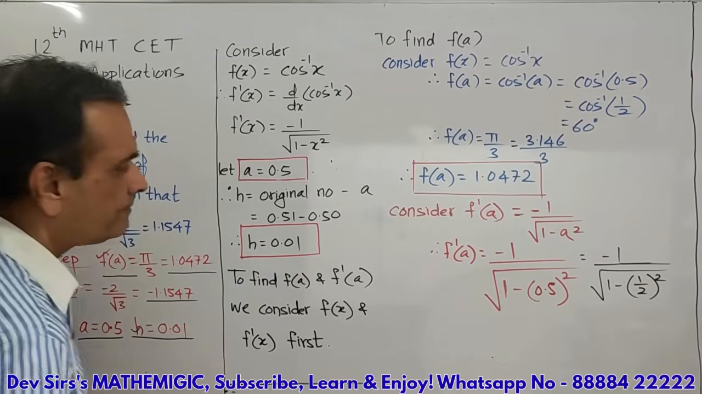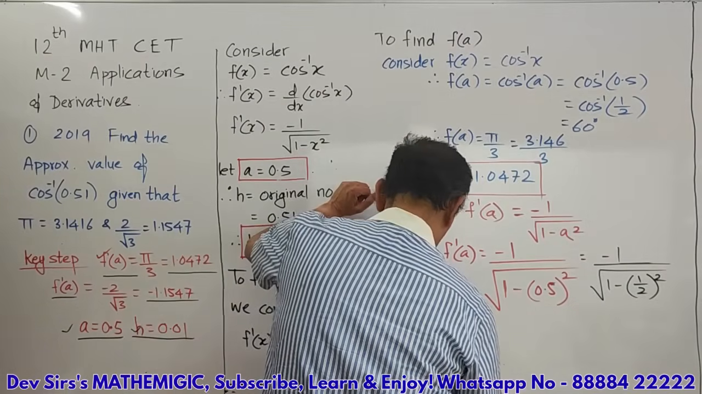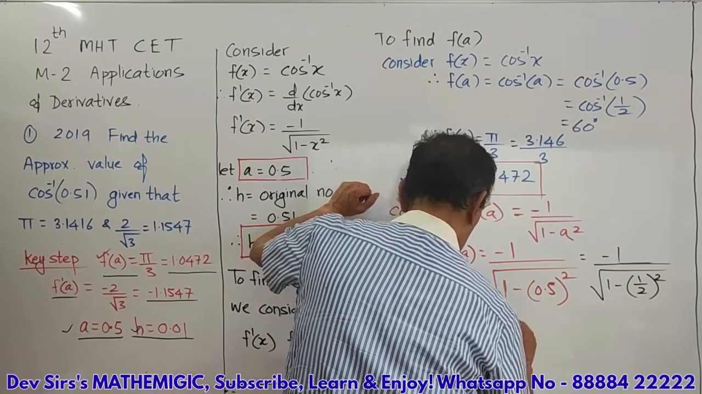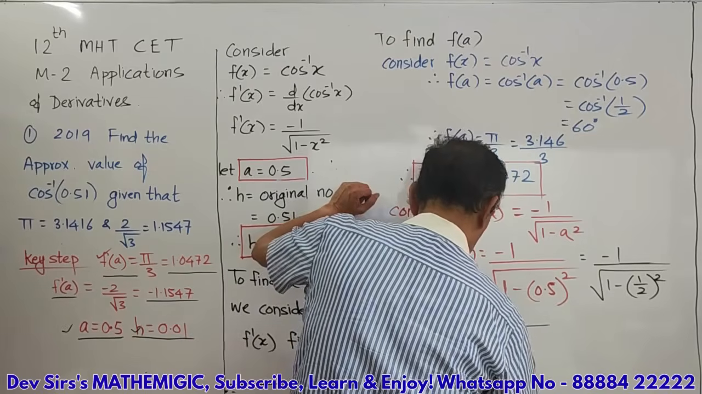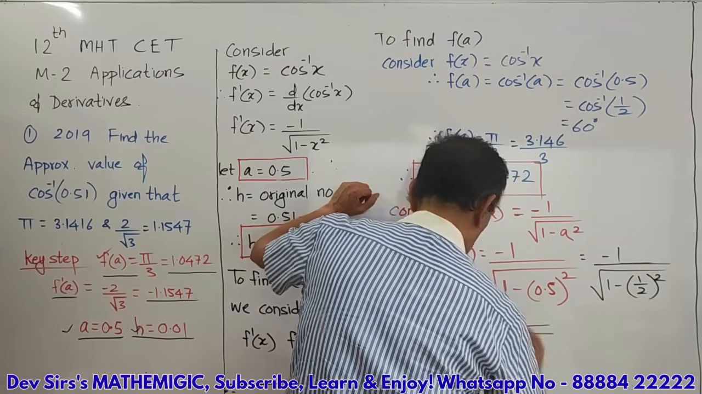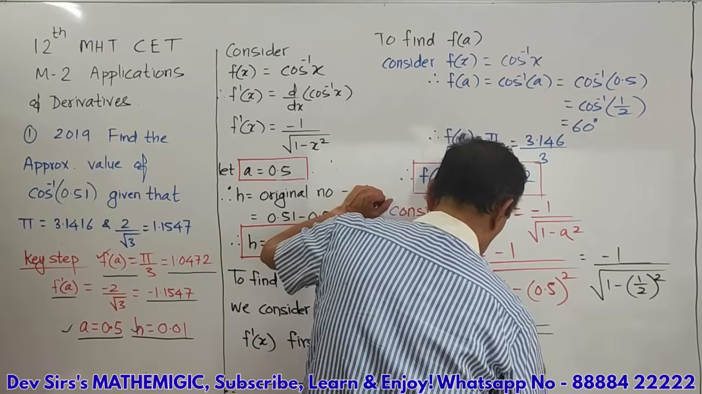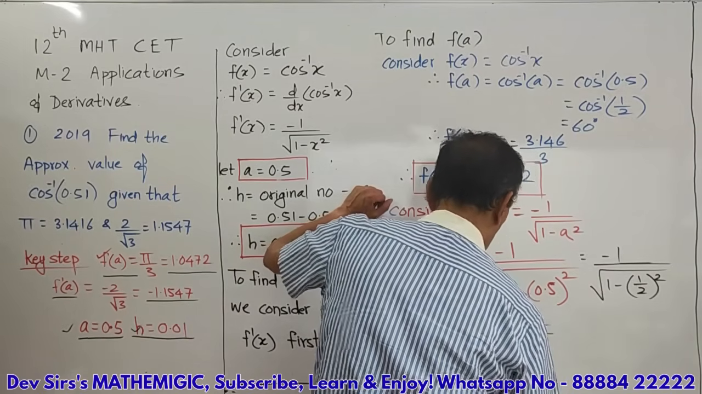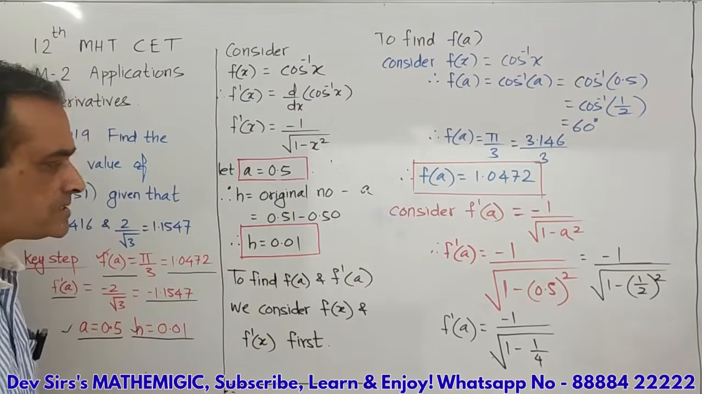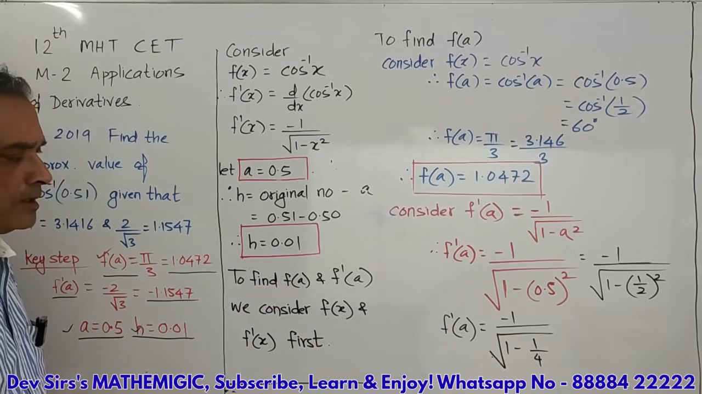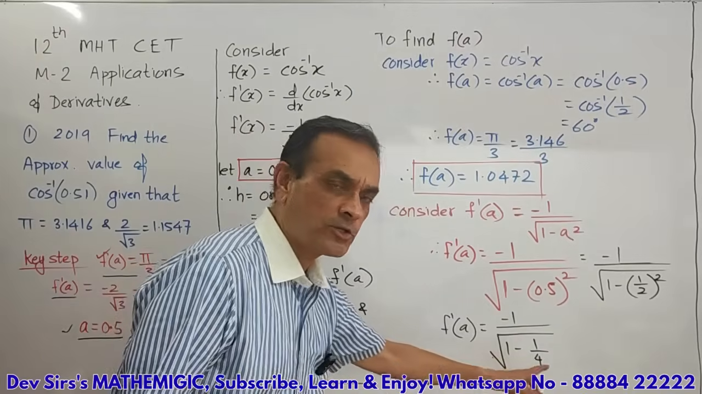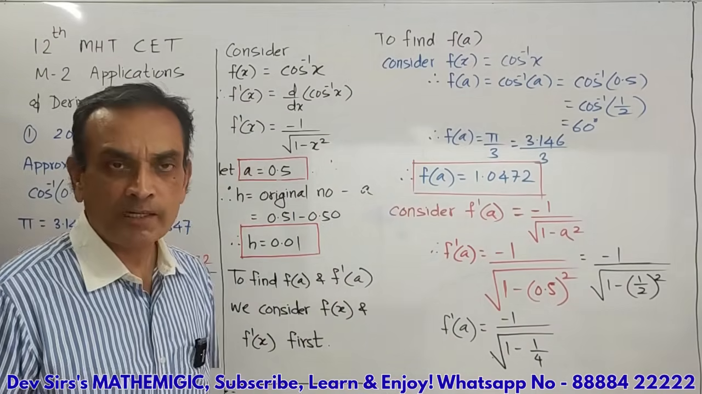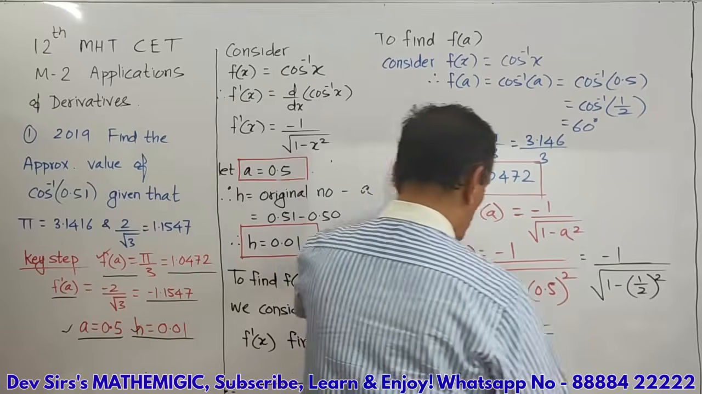Let us calculate. One squared is 1, 2 squared is 4. 1 minus 1 by 4. Now 1 minus 1 by 4, if you actually do it in the rough work, or do it orally also, 1 minus 1 by 4 is 3 by 4.